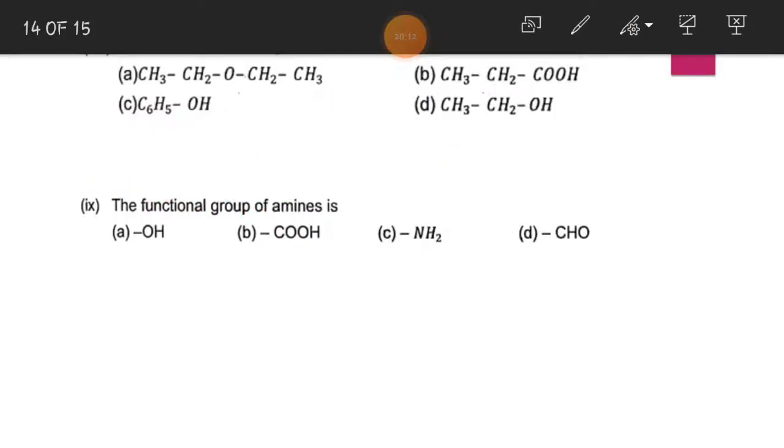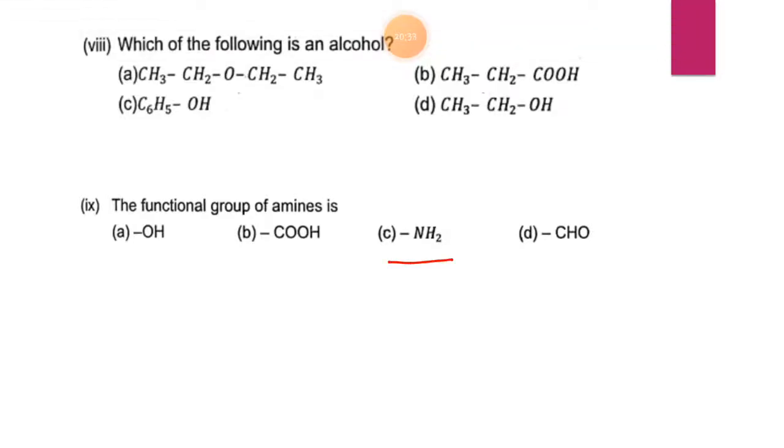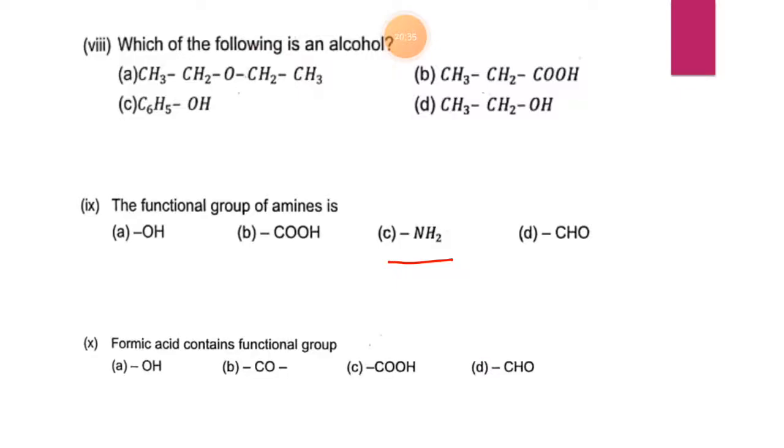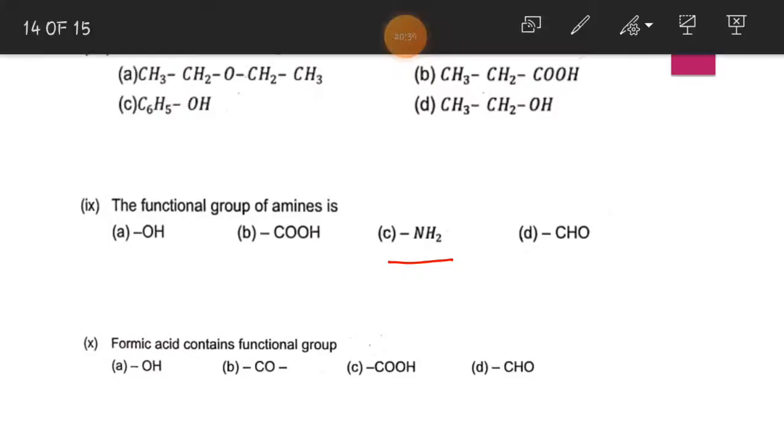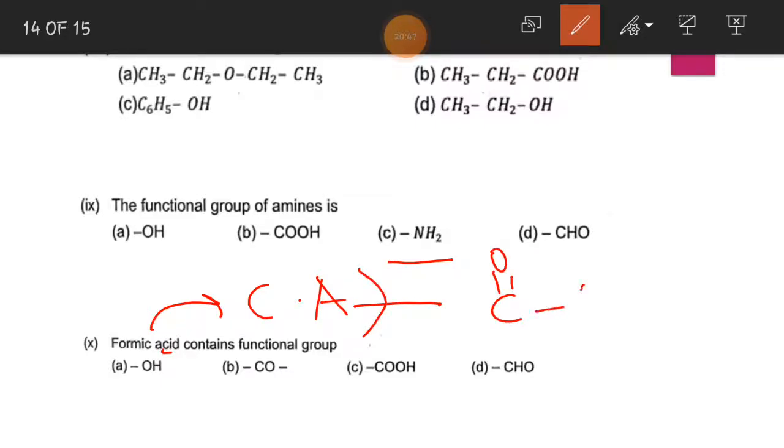The functional group of amines is, we just read it today. Since in your syllabus book only the primary amines are discussed, so we will look for the functional group of the primary amines, and the functional group for the primary amines is NH2. Formic acids contain a functional group. The word acid means here that this compound is a carboxylic acid. So in the carboxylic acid, this carboxyl group is present. So formic acid contains this group.